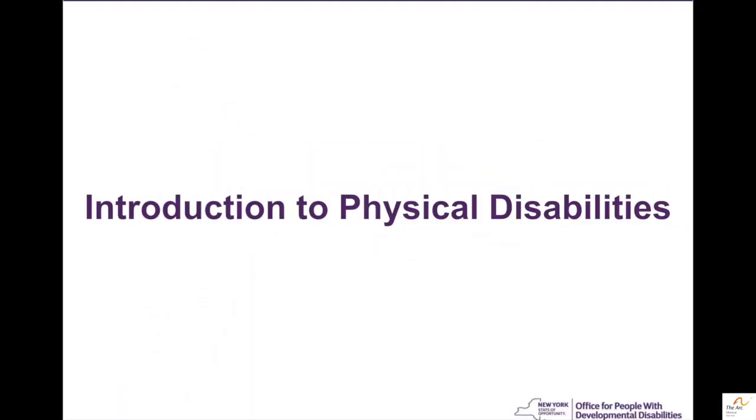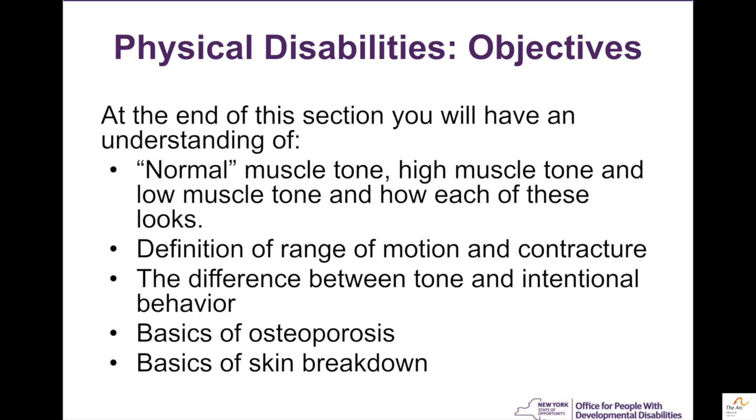So now we're going to give you an introduction to some physical disabilities of people that we might work with. So objectives for this section, at the end you will have an understanding of muscle tone, meaning what's normal muscle tone, high muscle tone, and low muscle tone. You'll be able to know what they look like and how it affects people. We're going to talk about the definition of range of motion and contractures. We'll talk about the difference between tone and intentional behavior, the basics of osteoporosis, and the basics of skin breakdown.